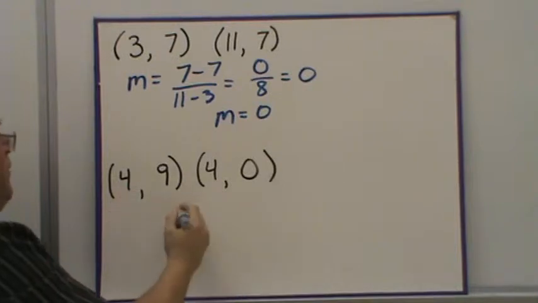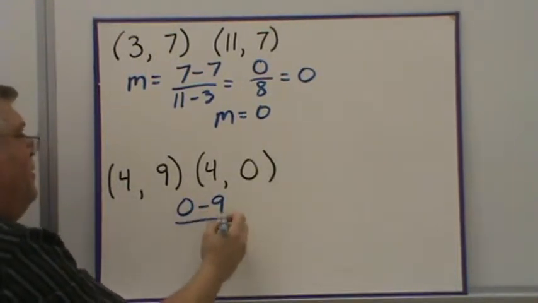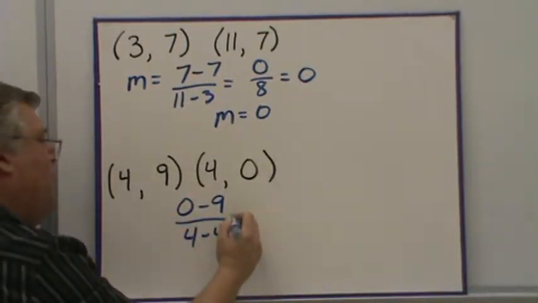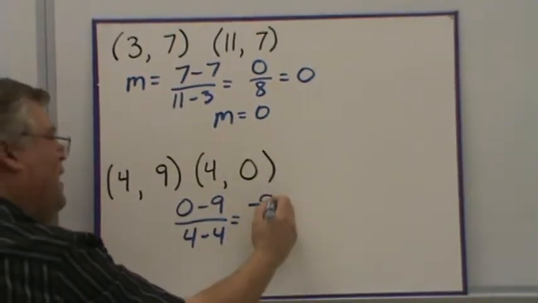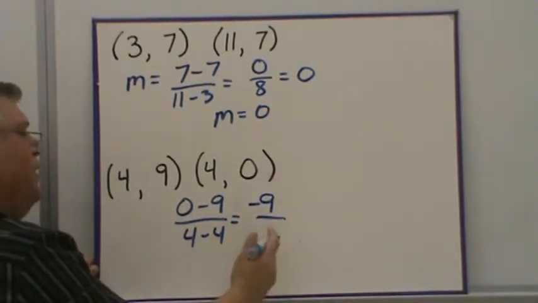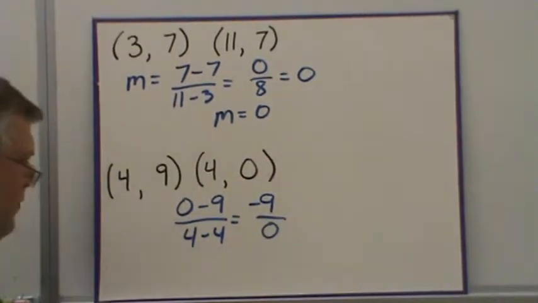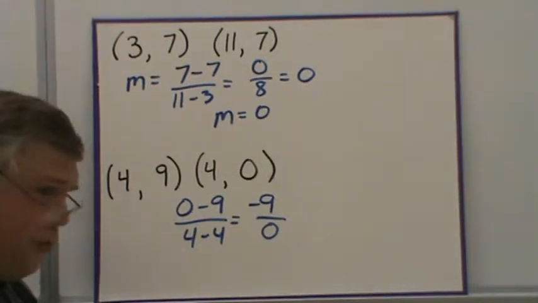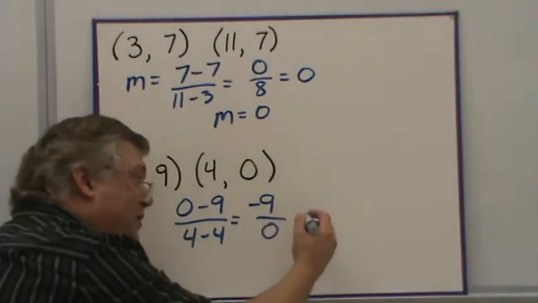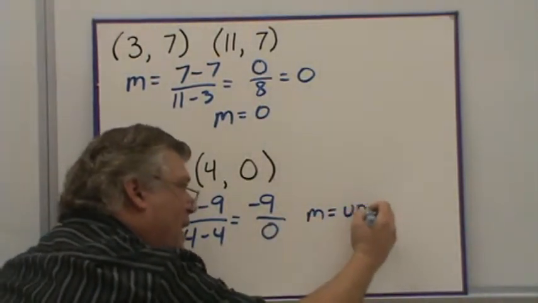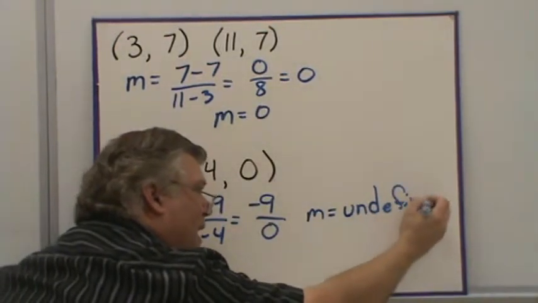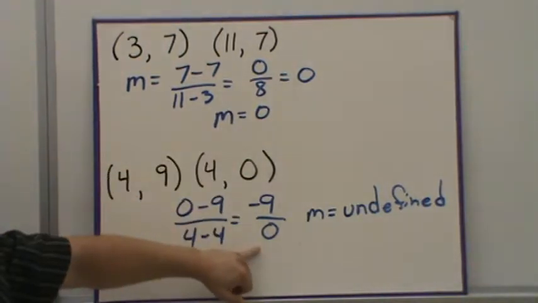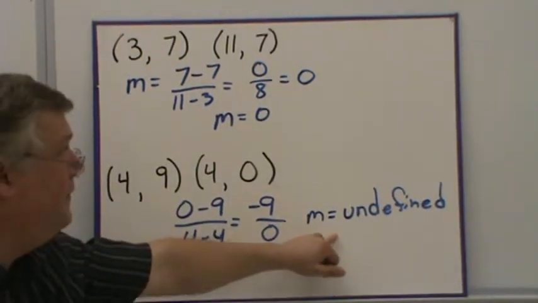Over here, we have 0 minus 9, y minus y, over x minus x, we get 4 minus 4. 0 minus 9 is negative 9. 4 minus 4 is 0. Wait, now there's a 0 on the bottom. Can you divide by 0? No. So when you've got this situation, the slope is actually undefined. All right, so slope can be 0, but when you have a divide by 0, your slope is undefined.